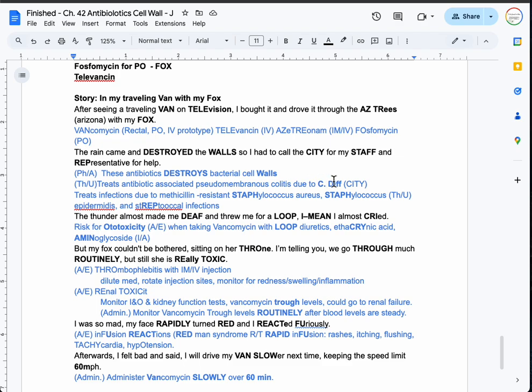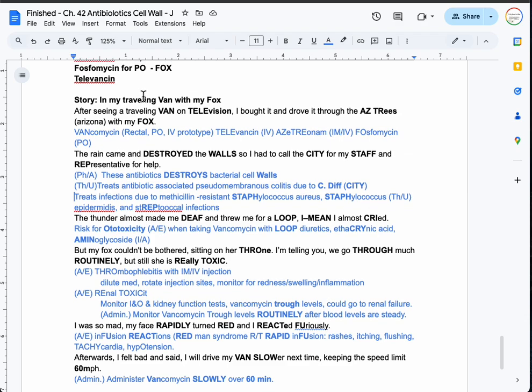And the therapeutic use treats antibiotic associated pseudomembranous colitis due to C. diff. So C. diff is represented by the city. I had to call the city for my staff and representatives: city, C. diff.